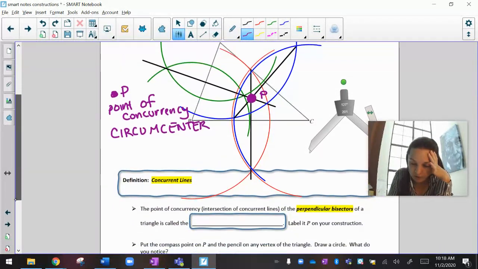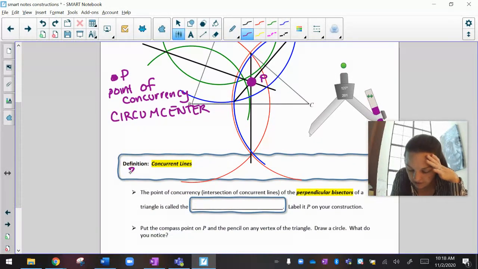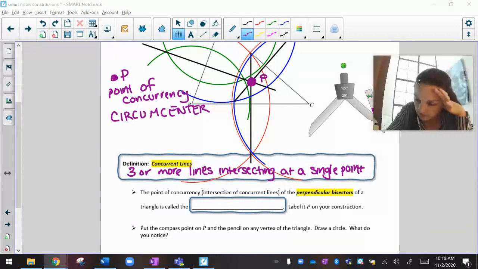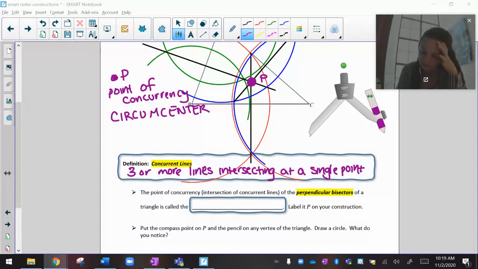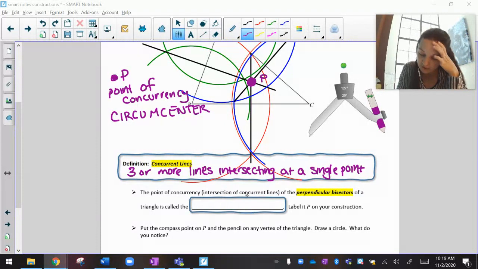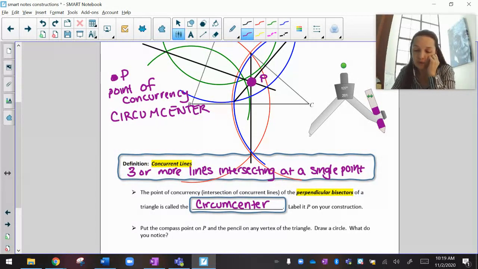So let's scroll down and talk about what these things mean. What are concurrent lines? That is 3 or more lines intersecting at a single point. 3 or more lines intersecting at a single point. That's what concurrent means. And the point of concurrency, or the intersection of the concurrent lines of the perpendicular bisector, is called the circumcenter. Okay? And we call that point P.